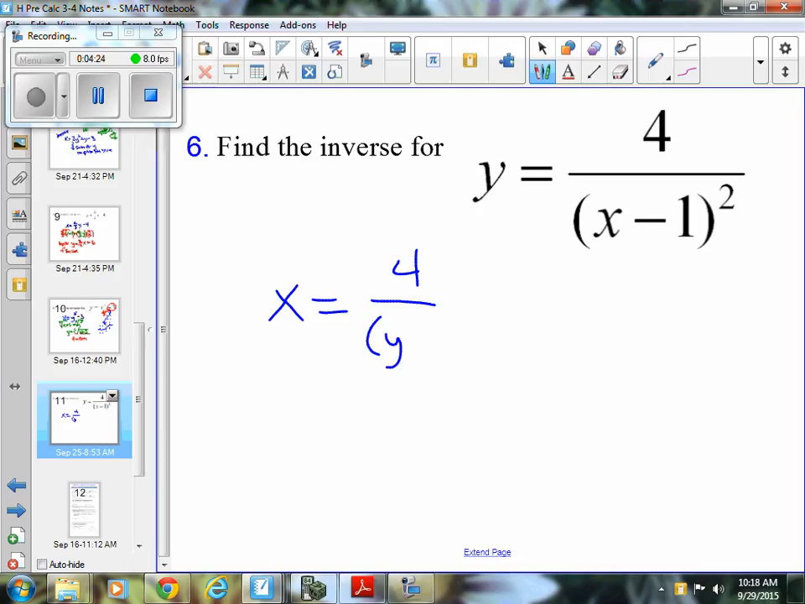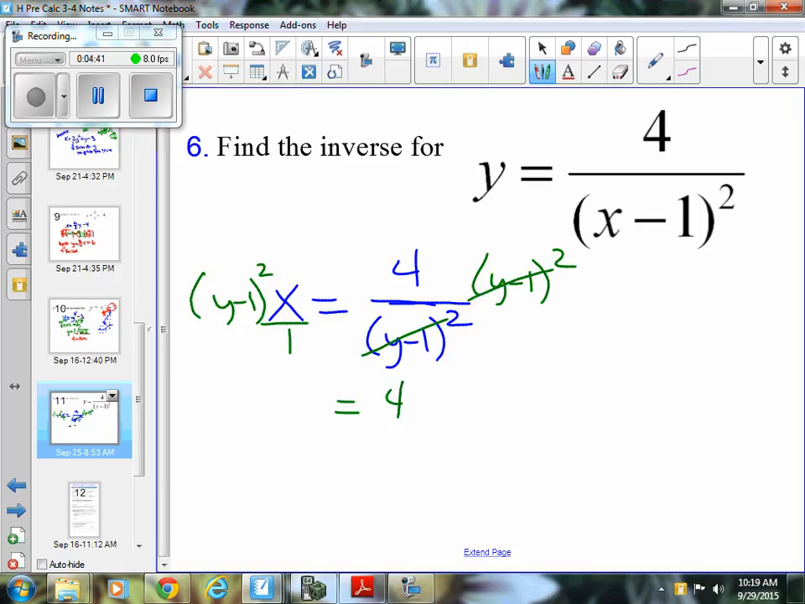All right, so we switch the x and the y. This one's a little bit more complicated to solve. I almost think of it like a proportion. We need to get the y out of the bottom, so you can cross multiply, think of it that way, or just multiply both sides by that denominator so we can get that y out of the denominator. So it cancels over there. That would be equal to 4. So we have y minus 1 squared times x equals 4.